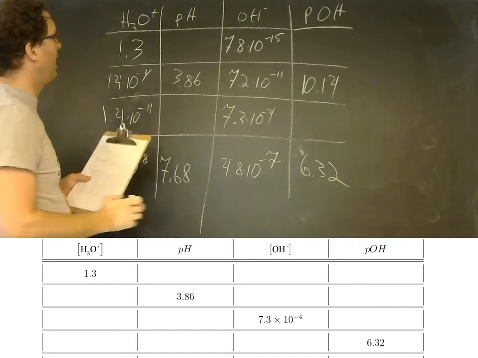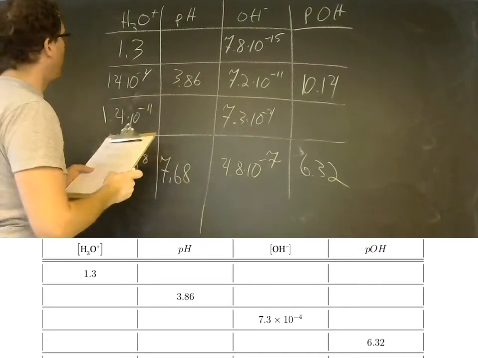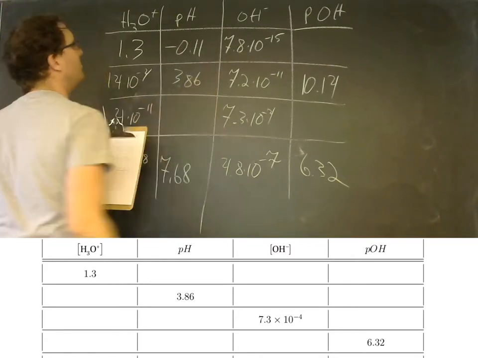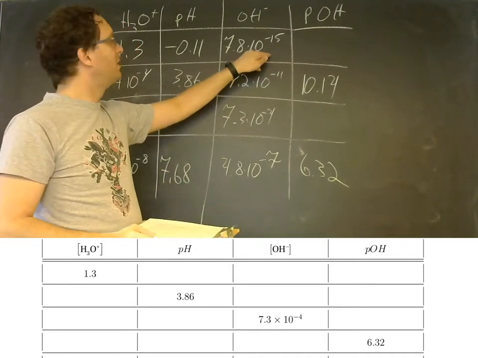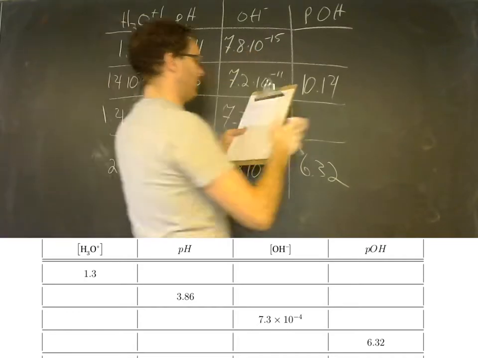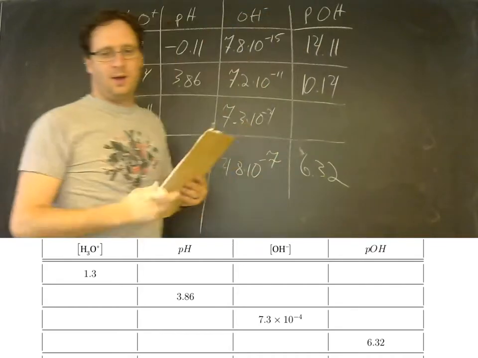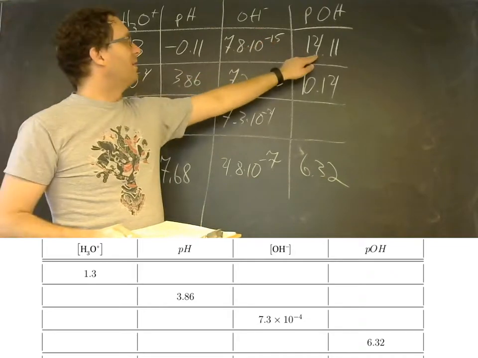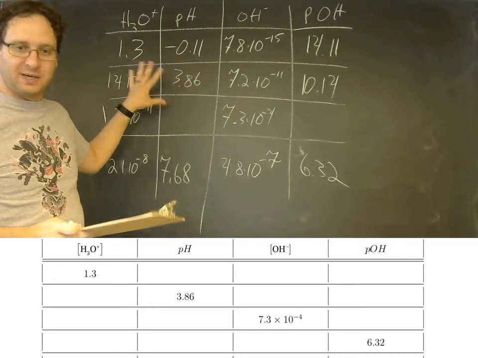And now I'll take the negative base 10 log of 1.3 and I get a pH of negative 0.11. And I'll take the negative log of the OH minus to get the pOH. So negative log of 7.8 times 10 to the negative 15th, and that's 14.11. You'll notice these still obey the rule that these two add up to 14. Everything should be consistent in that way.